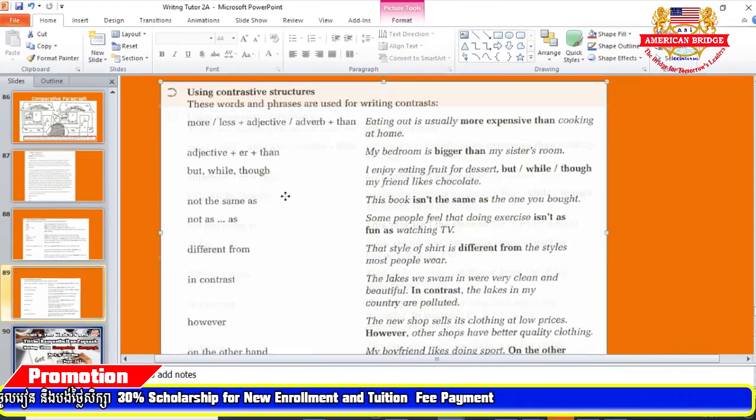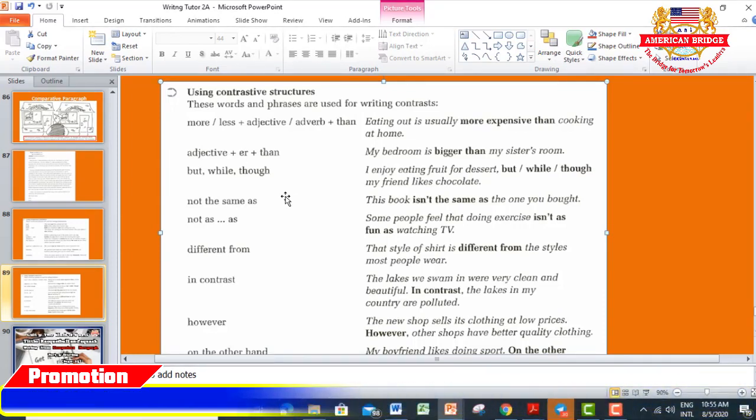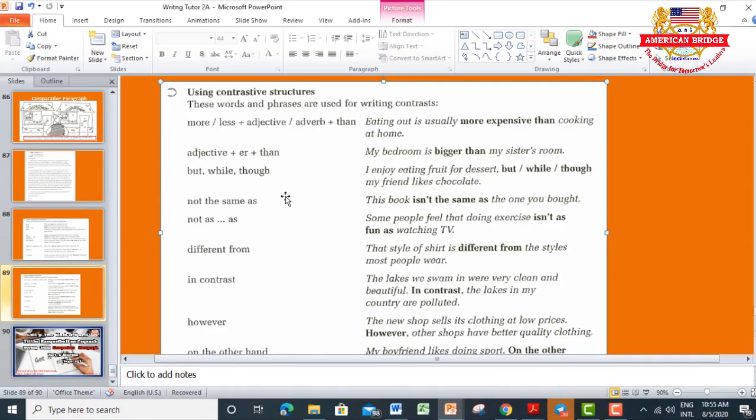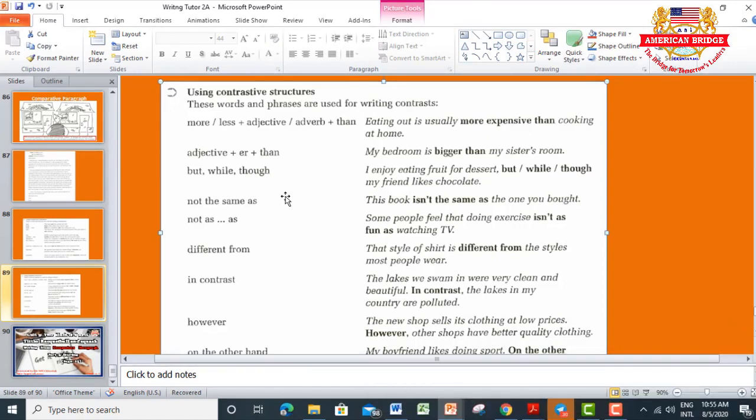Somehow you also learned about using the contrastive structure. These words and phrases are used for writing contrast. You can use the comparative form again, but we use the words more or less. This is what we call the comparative adjective with the comparative degree, not the positive degree. You can use it with than, like an adverb. For example, eating out is usually more expensive than cooking at home.